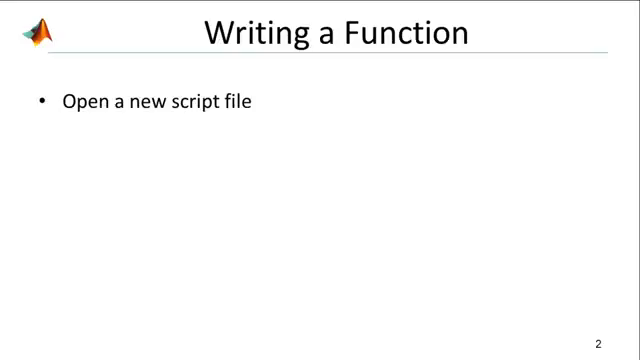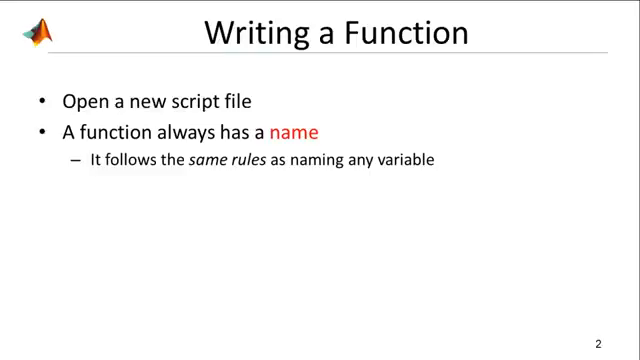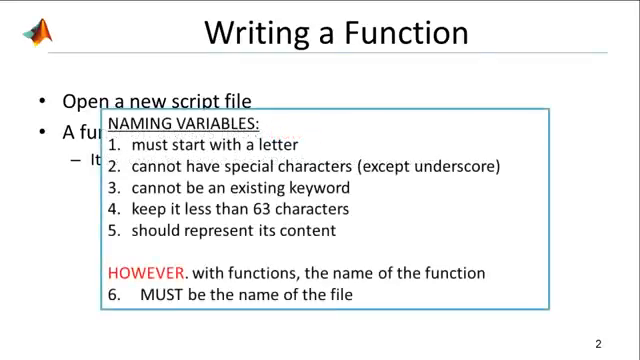In order to write a function, like I said, it'll be very similar to before. So open a new script file. Then we still have to figure out a name. Now when we used to name files before, we didn't really care about how it was going to go. We had rules to follow, meaning it couldn't start with a number, couldn't have special characters except the underscore. We did not want to use an existing keyword, and we needed to keep it less than 63 characters, which was really easy.